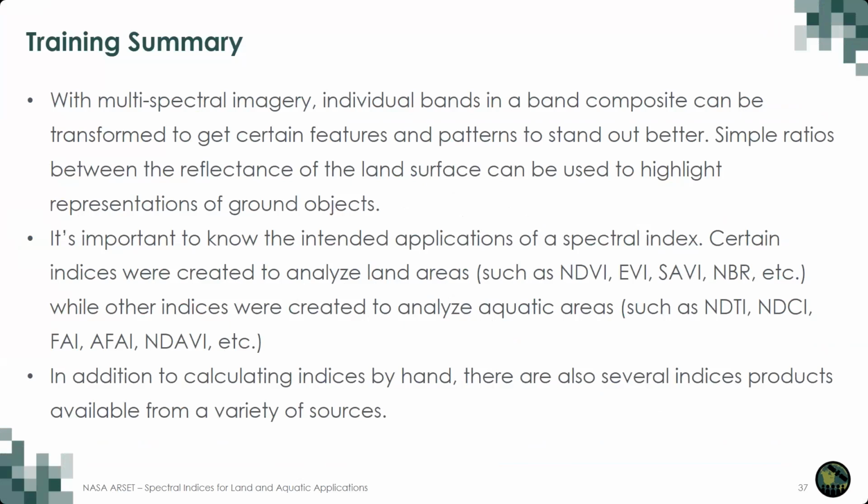Certain indices were created to analyze land areas, such as NDVI, EVI, SAVI, NBR, and more, while other indices were created to analyze aquatic areas, such as NDTI, NDCI, FAI, AFII, NDAVI, and even more. In addition to calculating indices by hand, there are also several indice products available from a variety of sources.